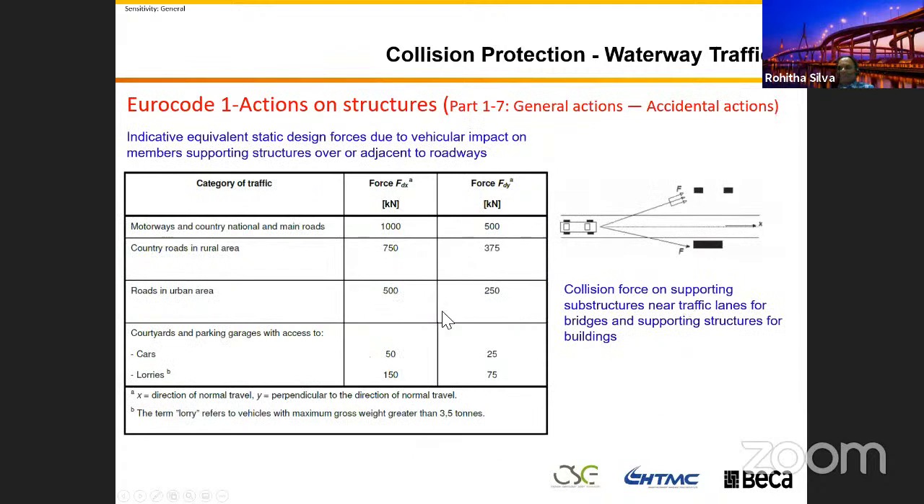I just put this slide in based on the Eurocode. You can see in the Eurocode, if you have your piers close to your highway, a truck is coming and going over the road and it can hit any of these substructures. The force is categorized based on the type of motorway. If this road is a motorway, then that impact load is 1,000 kilonewton.